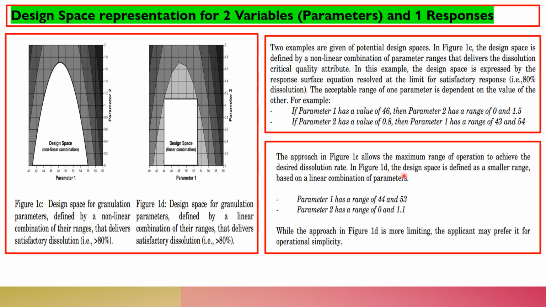In Figure 1D, the design space defines a smaller range based on the linear combination of parameters. This is the linear combination of parameters. Parameter 1 has the range of 44 to 53, and parameter 2 has a range of 0 to 1.1.